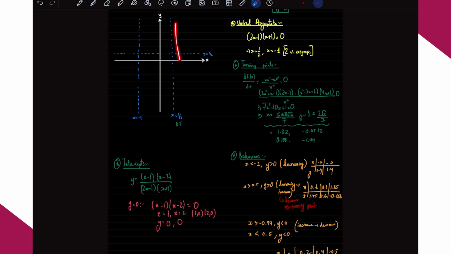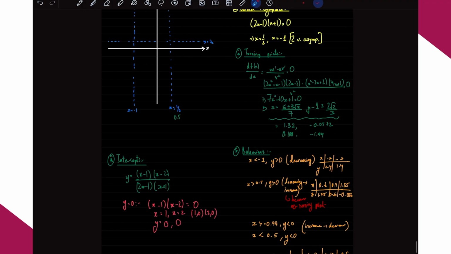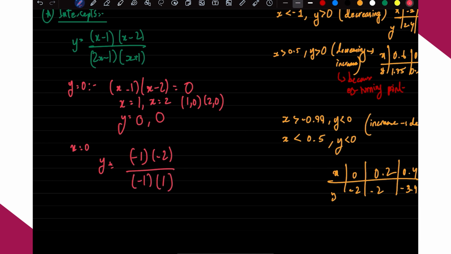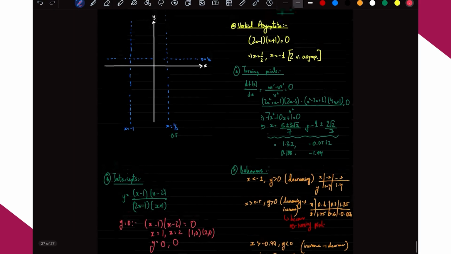So one is x equal to 1. You've got a turning point, and then x equal to 2. So see, it's perfectly matching with how we predicted the shape was going to be. We also want to find out the value of y when x is 0. What's the value of y? So when x equal to 0, y is basically going to be (-1)(-2) over (-1)(+1). So we are going to be having -2. So basically it's going to be (0, -2), right? So finally we are done.